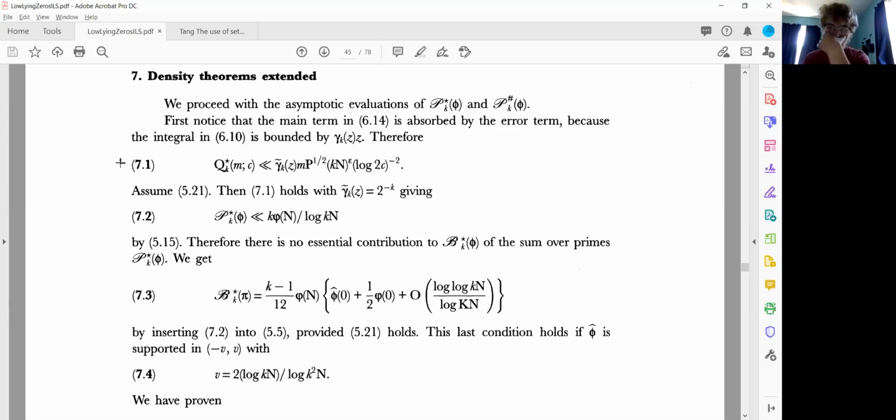All right, so now in section 7, we're going to proceed with the asymptotic evaluation of the P star and the P sharp. The first thing is that some of the terms can be absorbed by other terms just based on their size. You always have to keep track of how large things are and how big your error is. If your error term is of size n to the 3/4, should you care about a term of size n to the 1/2?